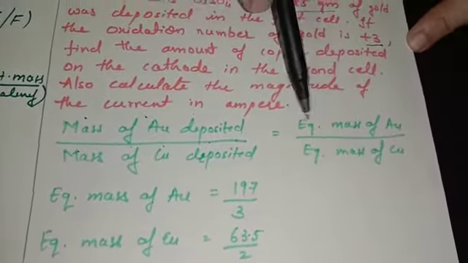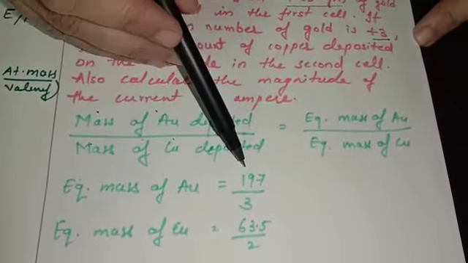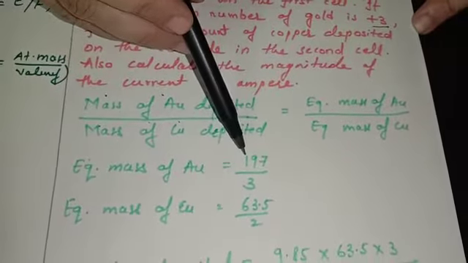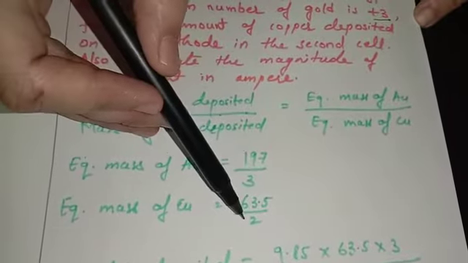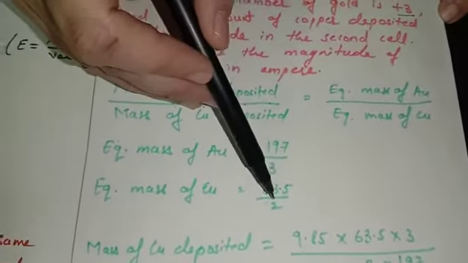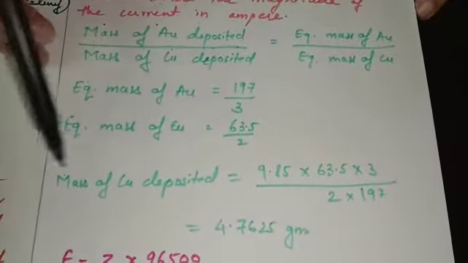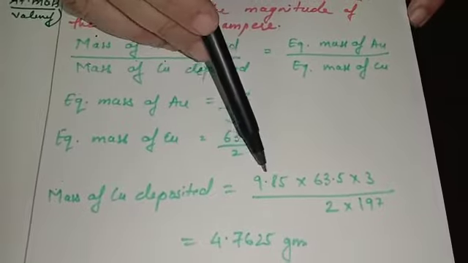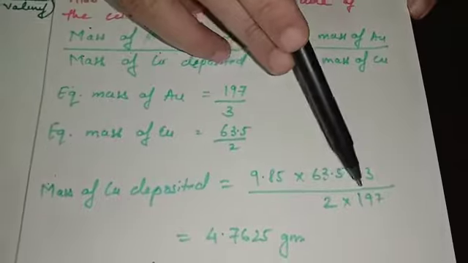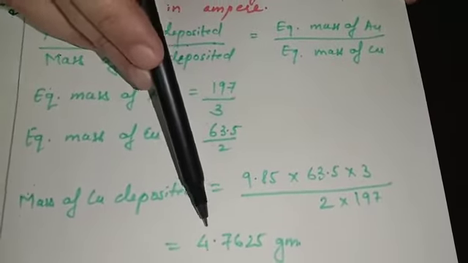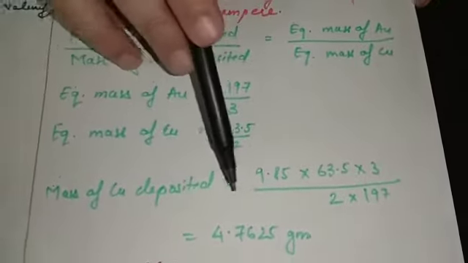The first step is to calculate the equivalent mass of gold as well as copper. Equivalent mass of gold is equal to atomic mass upon valency, and the atomic mass of gold comes to be 197 divided by 3. Equivalent mass of copper is atomic mass upon valency, that means 63.5 upon 2. Mass of copper deposited, just by the crisscross method you can calculate. Mass of copper deposited is equal to 9.85 into 63.5 into 3 upon 2 into 197, and the answer comes to 4.7625 gram. That means this many grams of substance is deposited.